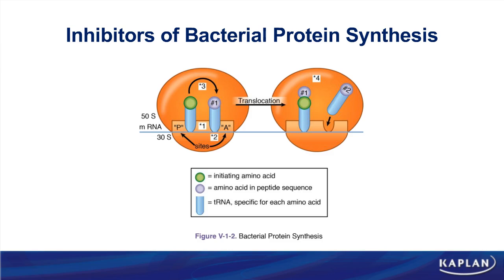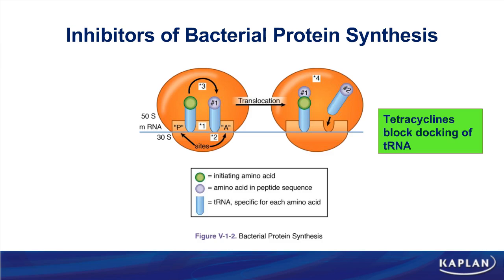Let's start with tetracyclines. Tetracyclines have an ability to block the docking of the tRNA with the ribosome. So when that new tRNA enters the ribosome, if a tetracycline is present, it cannot bind effectively and continue with protein synthesis. On the other hand, macrolides block translocation.